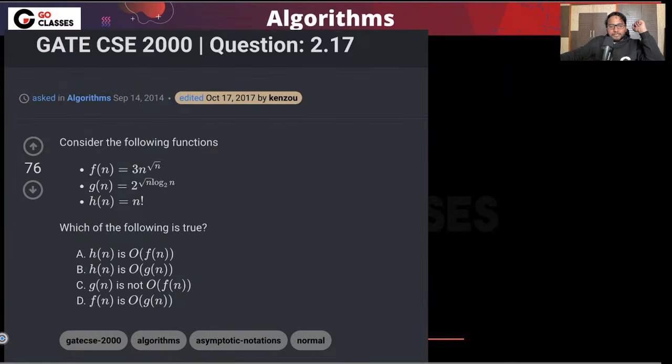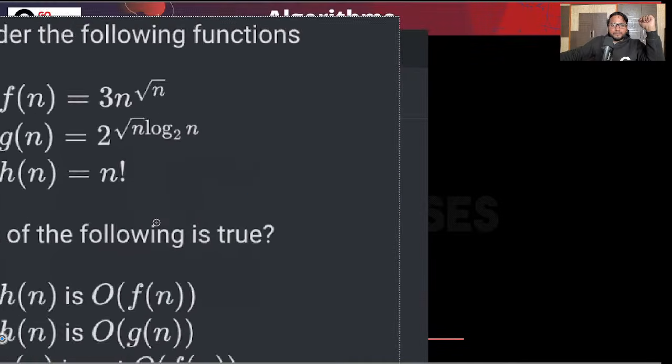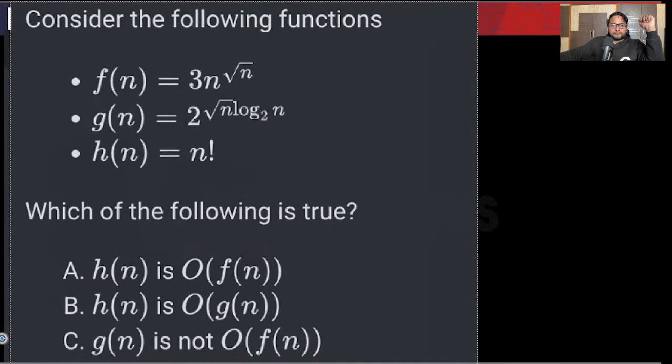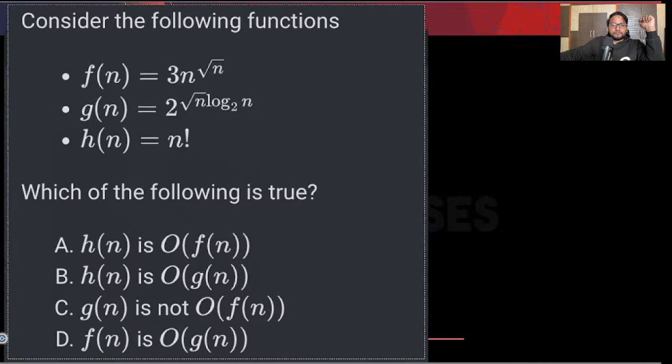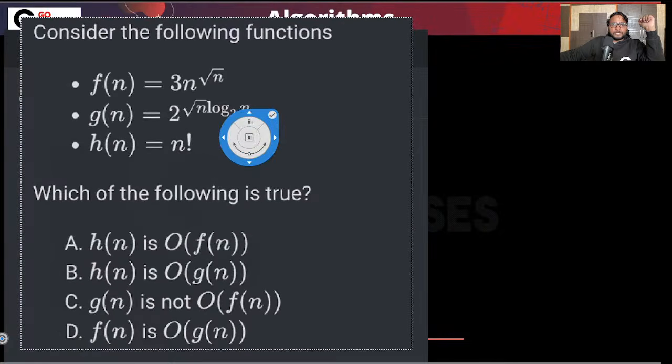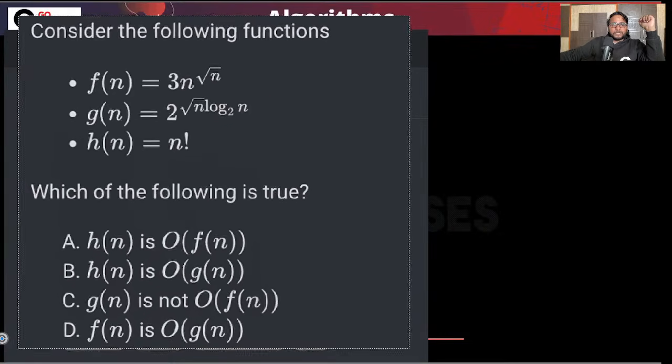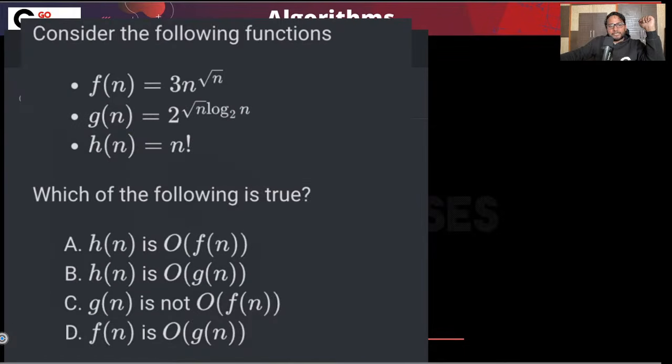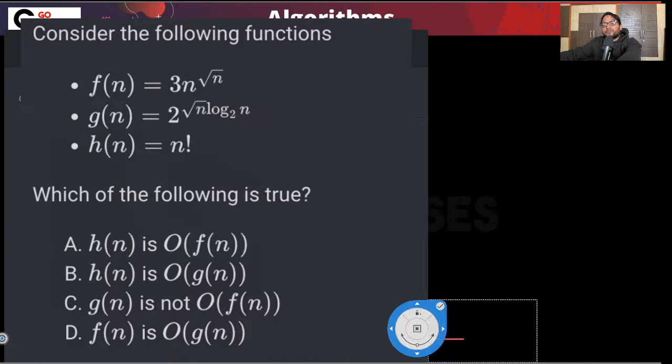Let's just see this question. This question has got good upvotes, 76 upvotes. Is this visible? So they are saying, let's consider these functions f(n), g(n), and h(n). Now they are saying which of the following is true. Let's arrange them in increasing or decreasing order, and then we can see which of the following is true.